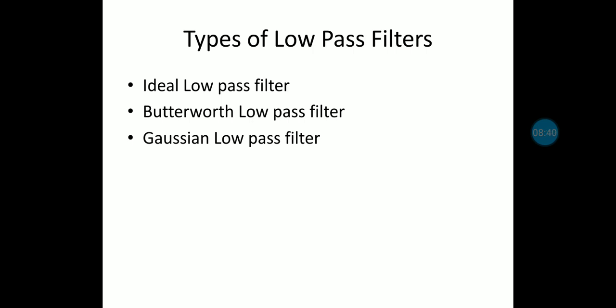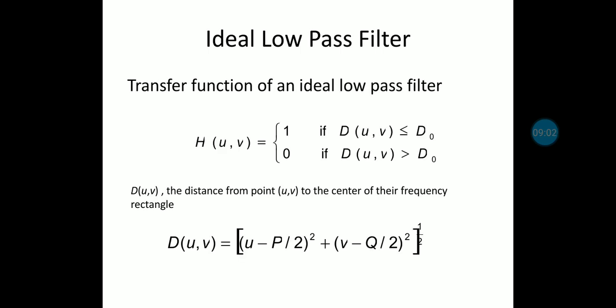So there are three different types of low pass filters that can be used for image smoothing. The first being ideal low pass filter, second is Butterworth low pass filter, third is Gaussian low pass filter. So let's see the first one, that is ideal low pass filter. The simplest of low pass filter is ideal low pass filter.